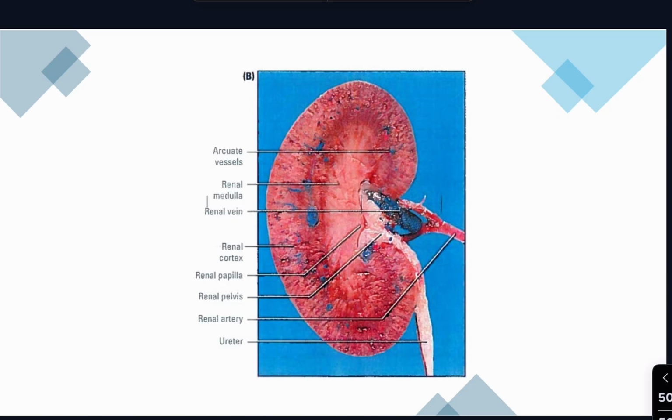Go online as well and look up different images if you like. You can look up different histological slides. There are tons of excellent websites where you can really zoom in on your computer, just like you would on a microscope, and get a much clearer understanding of different slides and what they look like.